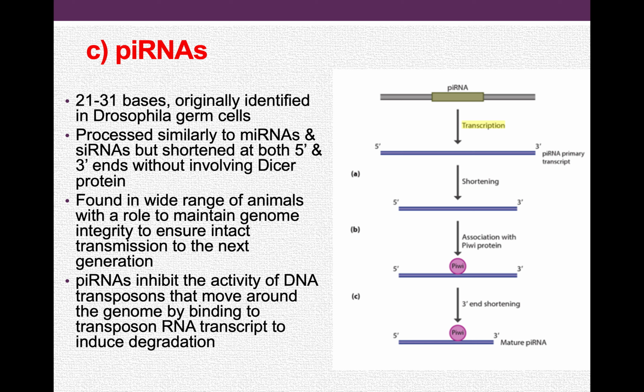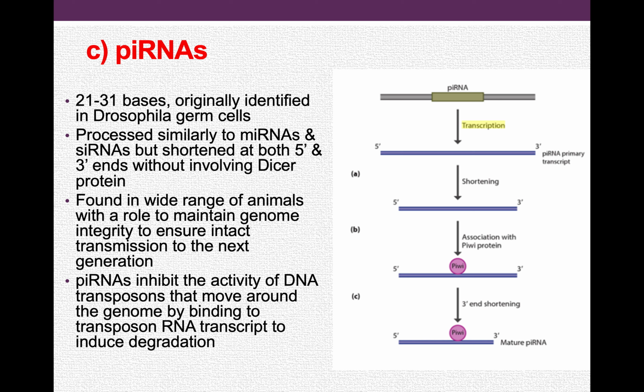Alright, so the third kind of RNA is the piRNA or PIWI-interacting RNA. How they come about with these names, don't ask me. So it's actually very complex. PIWI-interacting RNA is basically the largest small non-coding RNA. As you can see, these are some of the sizes. It was originally identified in Drosophila germ cells. It is processed similarly to microRNAs and siRNAs, but shortened at both 5' and 3' without involving dicer protein. So no dicer protein is involved over here.